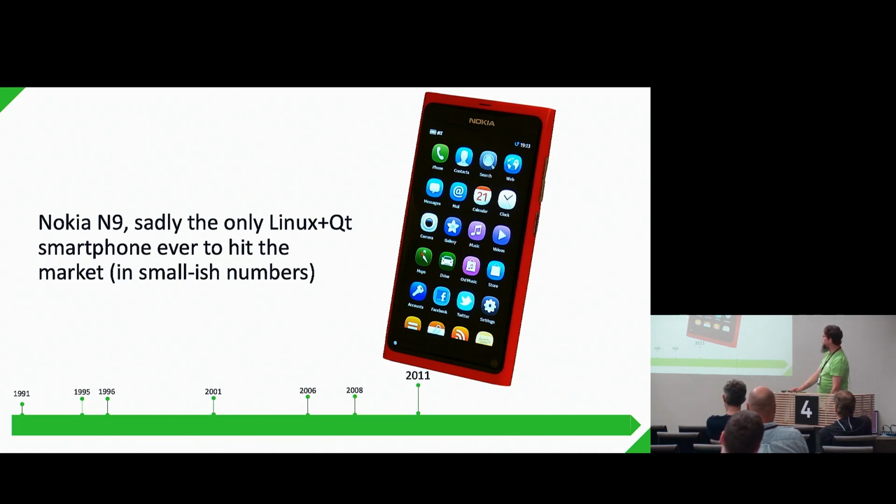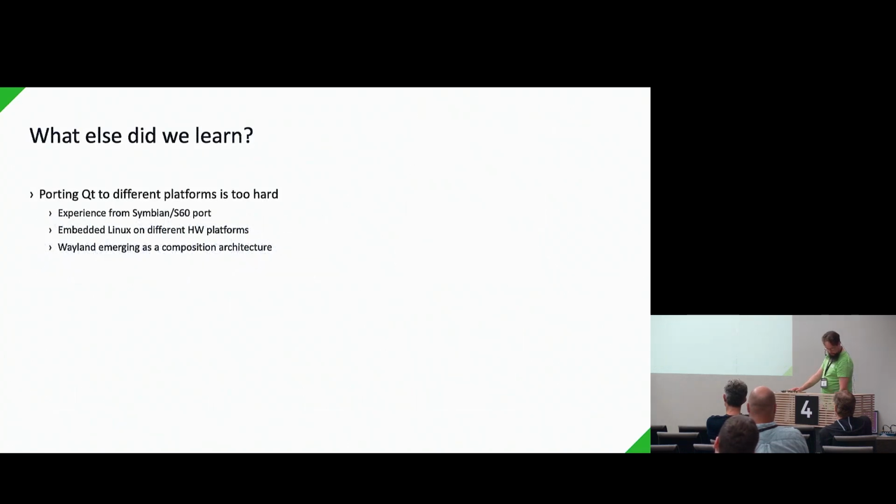So there are a couple of other things that we learned from this process. One of them was that porting Qt to different platforms was bloody hard. And we had to do that in the Nokia days. We had the S60 Symbian platform. We had different Linux backends and rendering stacks and so forth that we needed to work with. We had Wayland starting to emerge as a composition engine. So we needed to make it easier for us coming out of the Nokia experience. How can we do this easier?